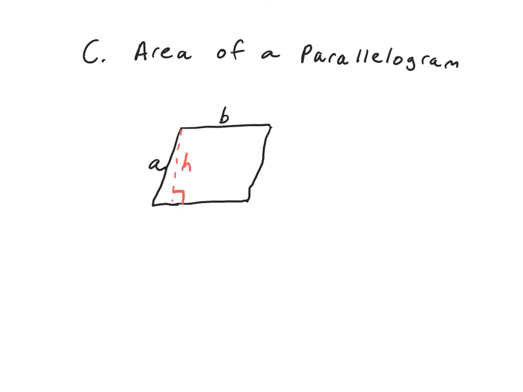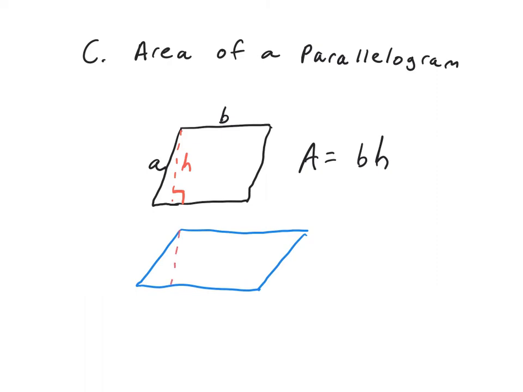And the area is equal to the base times the height. Just like the triangle, except you're not doing a half. So if we have a parallelogram like this, and we have a height here of 4, and the base is 6, it would be area is equal to 6 times 4, which is 24.